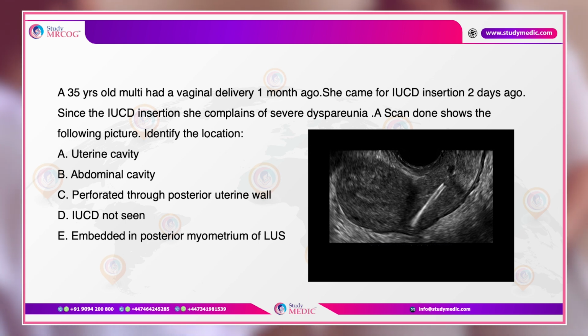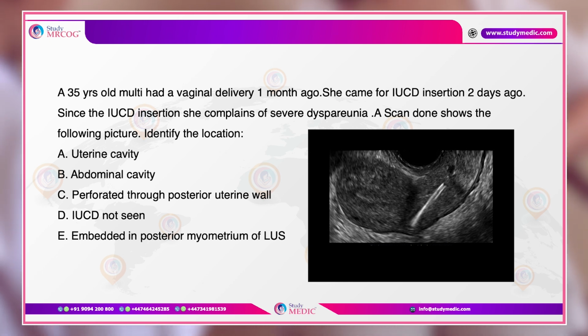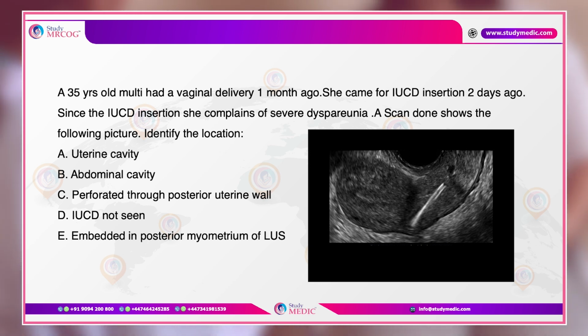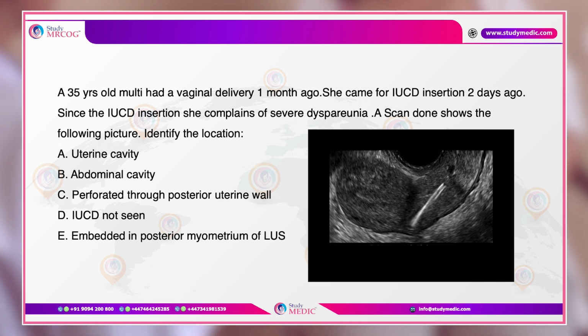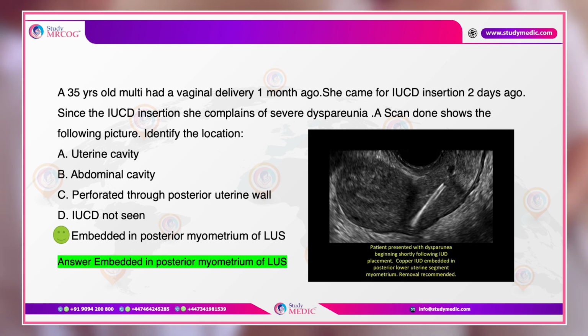Moving on, we have a 35 years old multi who had a vaginal delivery a month back, and she came for IUCD insertion 2 days ago. Now, since the IUCD insertion, she is complaining of severe dyspareunia, and a scan is done which shows the following picture. Now, we have to identify the location, whether it is in the uterine cavity, whether it is in the abdominal cavity. Option C says perforated through posterior uterine wall. D, IUCD is not seen. And E, is it embedded in the posterior myometrium of the lower uterine segment? So yes, our answer is option E, it is embedded in the posterior myometrium.